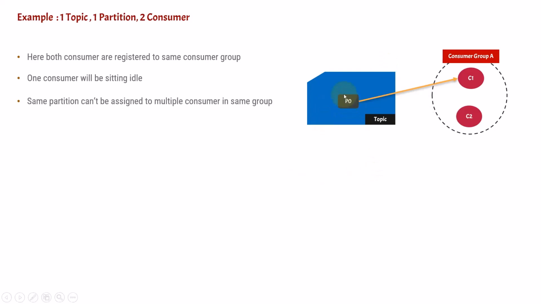But the important point is what? Inside a topic, the same partition can't be assigned to multiple consumers inside the same consumer group. So I think this concept is clear, and this will help you design a better architecture using Kafka tools or the Kafka ecosystem. Let's see this in our demo, where we'll be creating two consumer instances and a topic with a single partition.